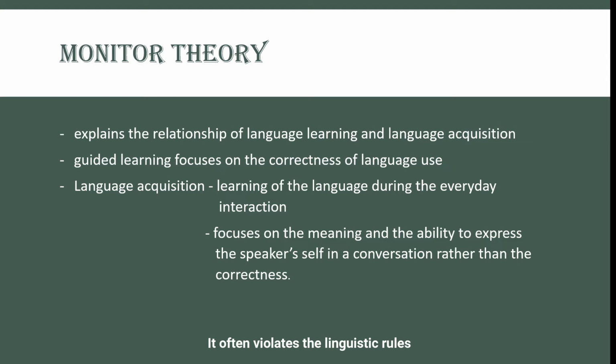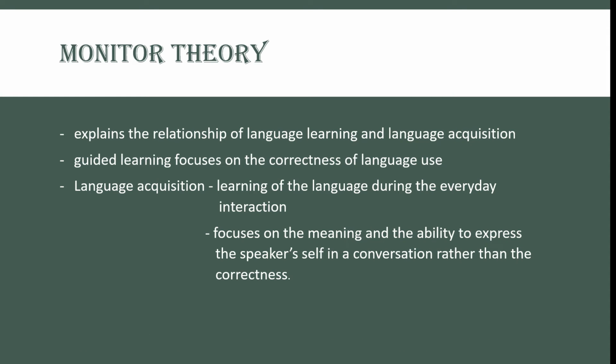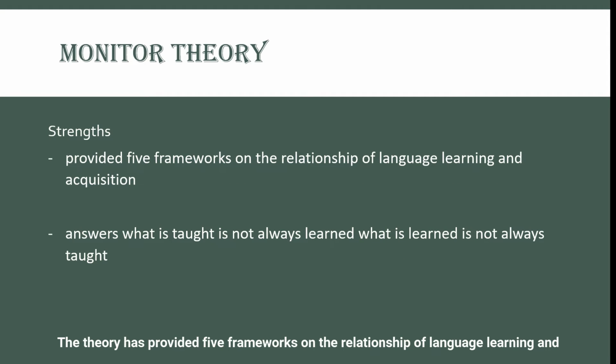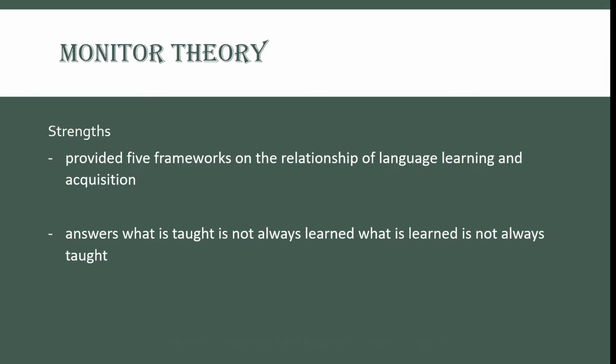It often violates the linguistic rules because it gives much importance to the meaning and the ability to express the speaker's self in a conversation rather than the correctness. The theory has provided 5 frameworks on the relationship of language learning and acquisition that help the language teachers to determine the factors affecting language acquisition.